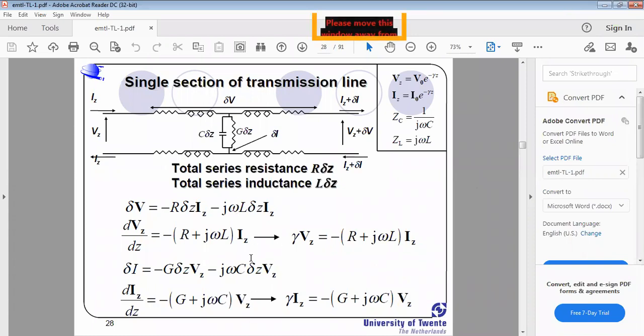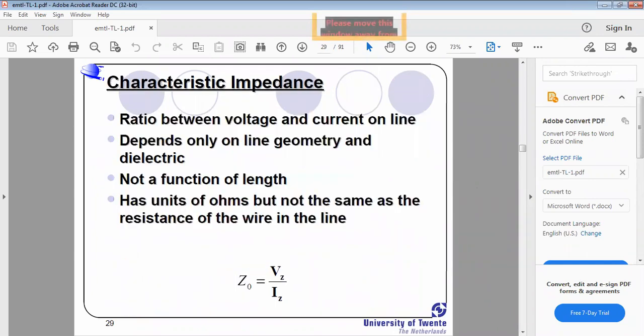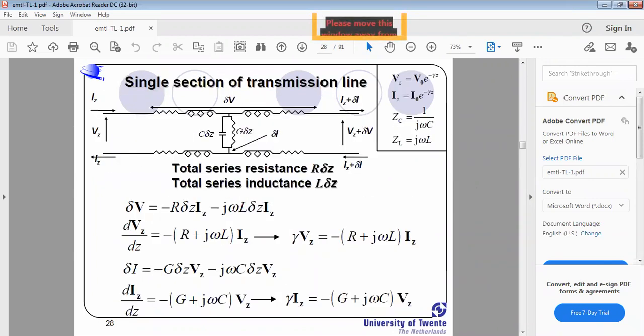All these are not necessary for you, but remember these two points: the Vz and Iz expressions. Gamma into Vz equal to minus of (R plus j omega L) into Iz. Remember this point: gamma into Iz equal to minus of (G plus j omega C) into Vz. From this, the Vz and Iz expressions are minus (R plus j omega L) into Iz by gamma, and minus (G plus j omega C) into Vz by gamma. Remember this slide conveniently.